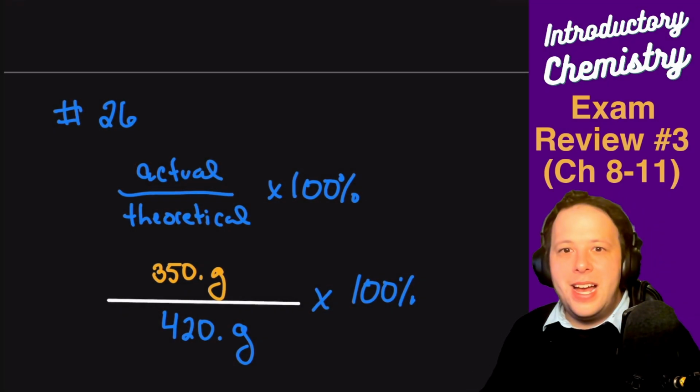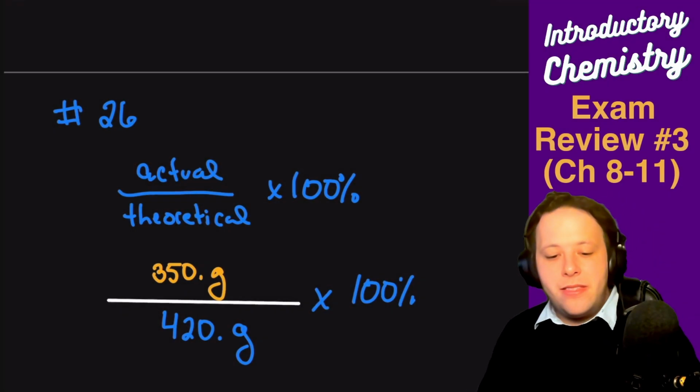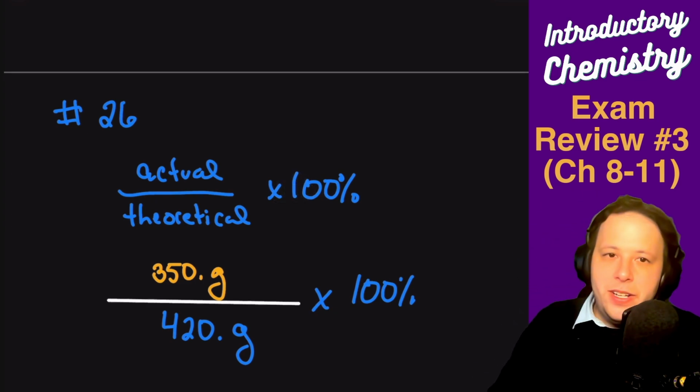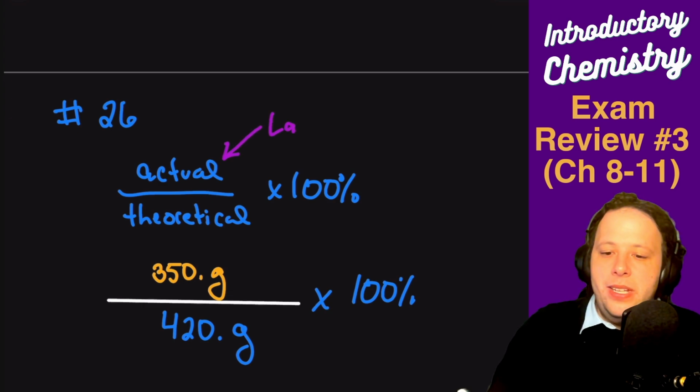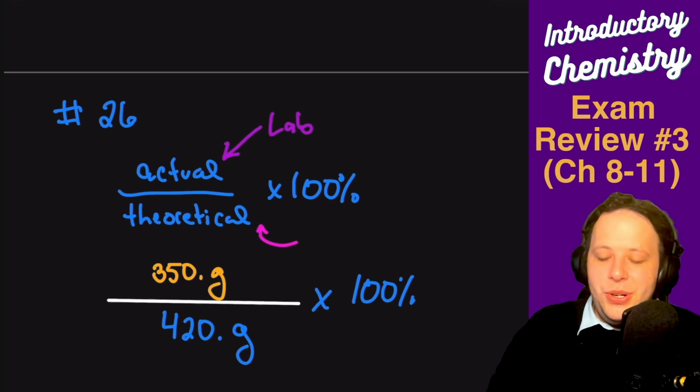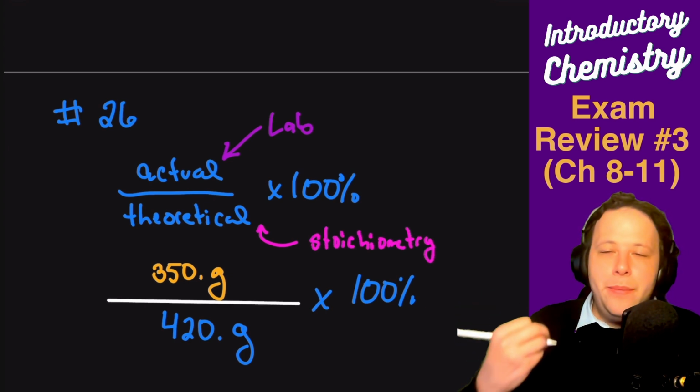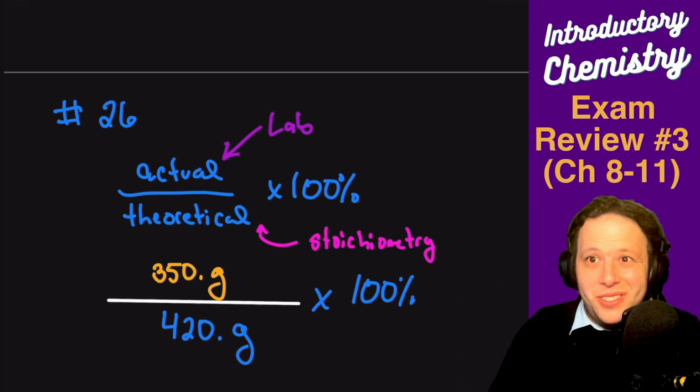It's always the actual divided by the theoretical times 100%. So the actual is what you are doing in lab, right? So that's what you find. The theoretical is your stoichiometry number. So if you're ever asked to find the theoretical yield, that means do stoichiometry, okay?